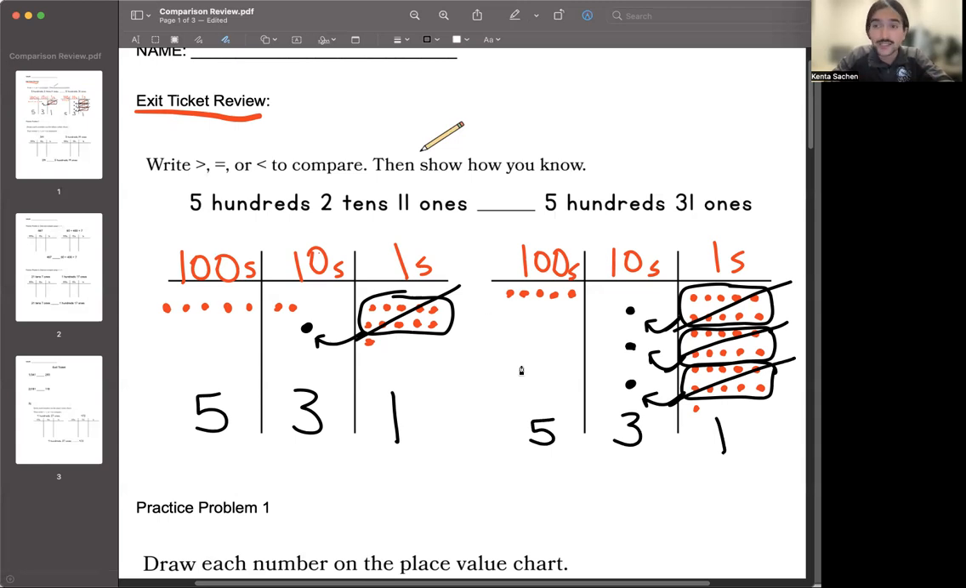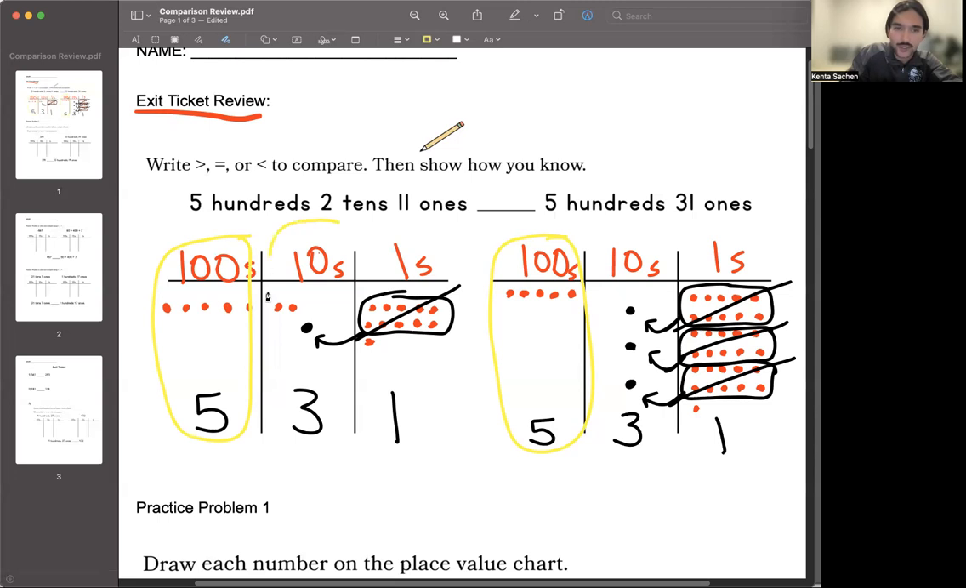Now, finally, we can begin comparing our two numbers. We're going to start by looking, let me use a different color now, at my hundreds. Are my hundreds the same or different? Yeah, they're the same, right? They both have 5. 500s, 500s.